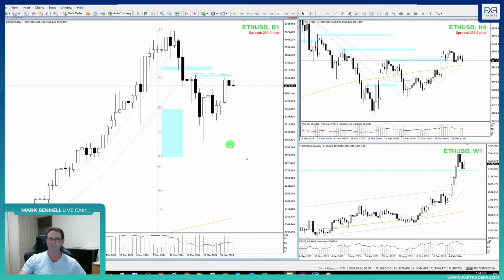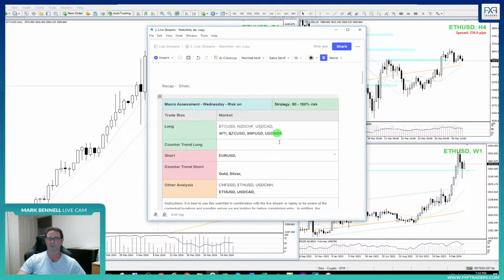Ethereum, look, it's just testing the 20 here, but it's getting squeezed. The only way I would be interested in this is if we can get a break through the high. That will break the trend anchor here. So I've put that under other analysis because it's not really A grade. I've put it down here, other analysis.